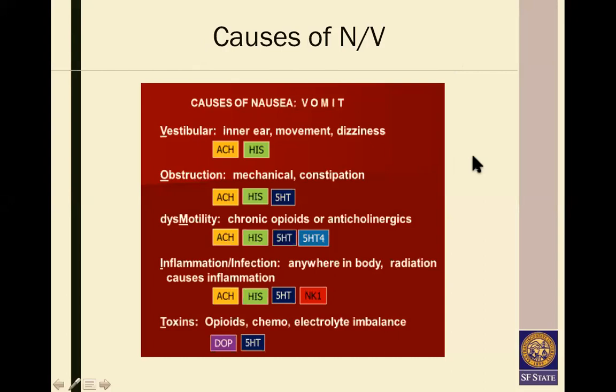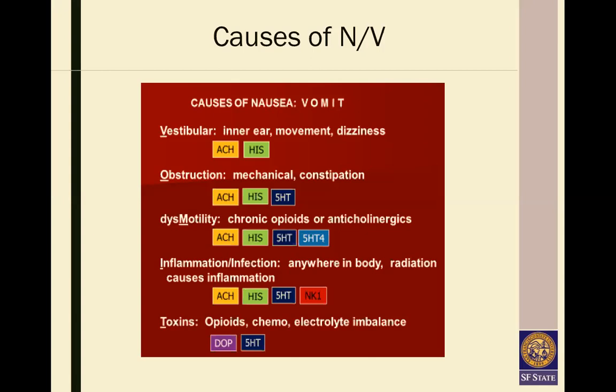This gives you a little bit for memorization, which is always helpful, with the mnemonic VOMIT. So vestibular is a V, which is like inner ear movement, dizziness, or vertigo. You want to use acetylcholine and histamine drugs to hit any types of nausea or vomiting relating to vestibular causes. Obstruction, which is the mechanical or the constipation, you use acetylcholine, histamine, and serotonin. So those are very effective.